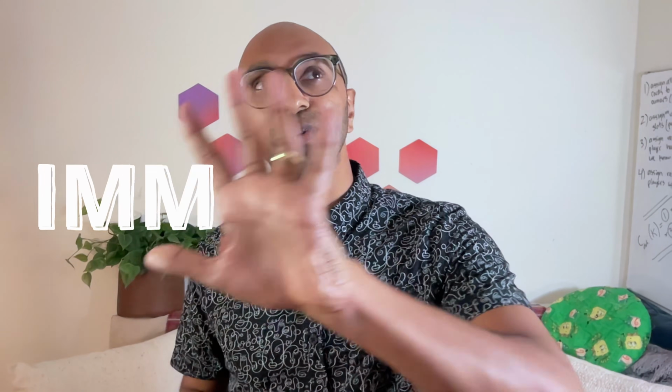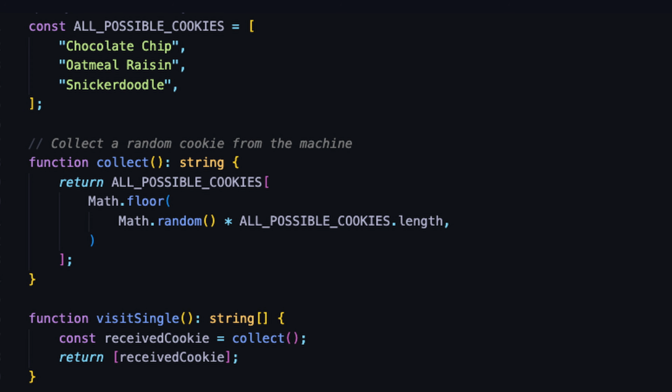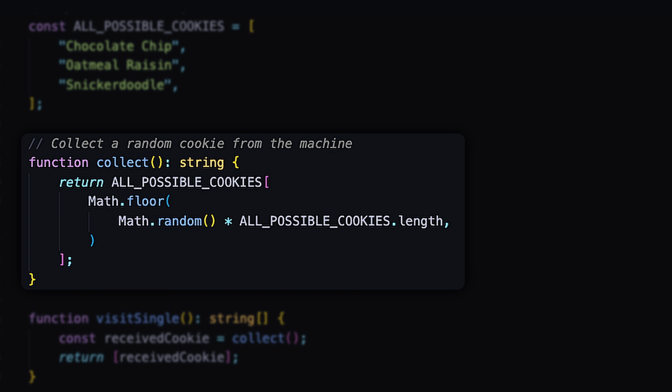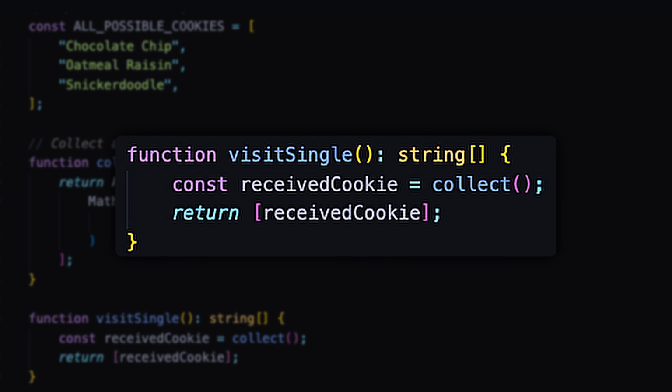So let's fix this with the star of today's episode, immutability. So here's a file that does things a little differently. Up at the top, the cookie machine code remains exactly the same. It still returns one of those three types of cookies at random every time you call the collect function. But here, our visit single function has changed.